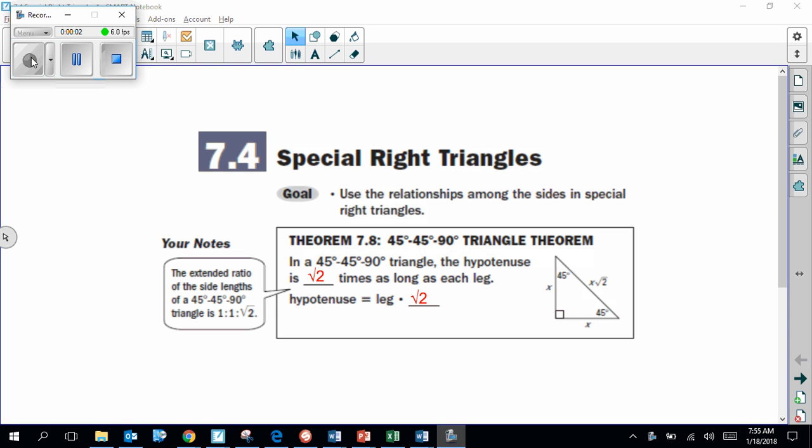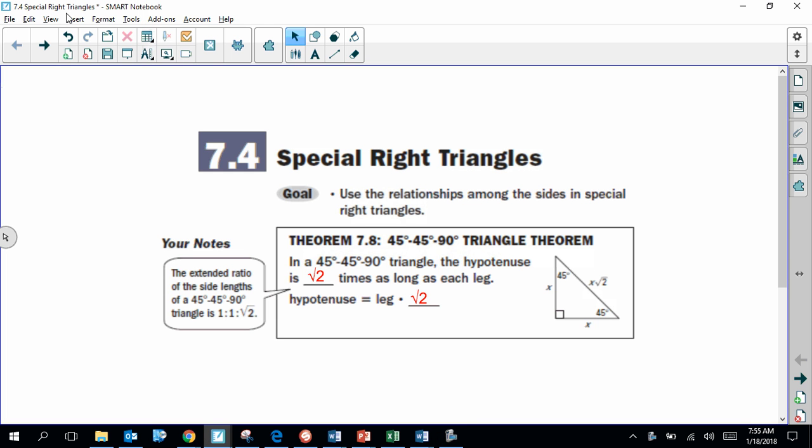Hey everybody, this is Mr. Piercy, and what we're going to be looking at in this lesson is how we use the rules for special right triangles, meaning a 45, 45, 90 right triangle and a 30, 60, 90 right triangle, where 45, 45, 90 and 30, 60, 90 refer to the angles inside of the triangle.